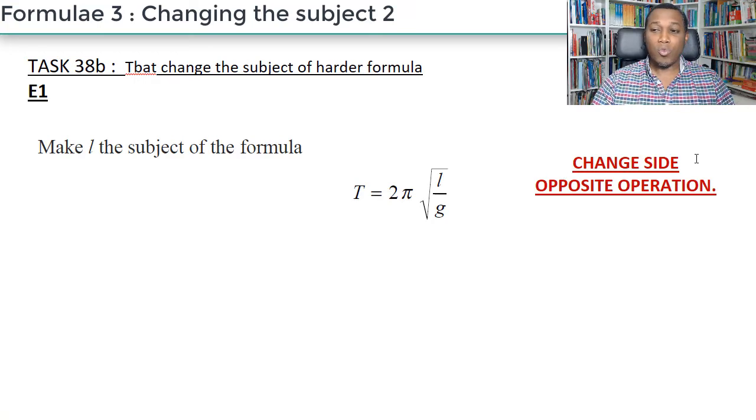I've put in the rule. I've changed it a bit. I'm not saying change side, change sign. I'm saying change side, opposite operation. It's the same thing. Changing the sign is doing the opposite operation, but perhaps this way of writing it, CSOO, change side, opposite operation, might be more useful in this context. But that's the guiding principle that's going to get me through this, that will get you through this.